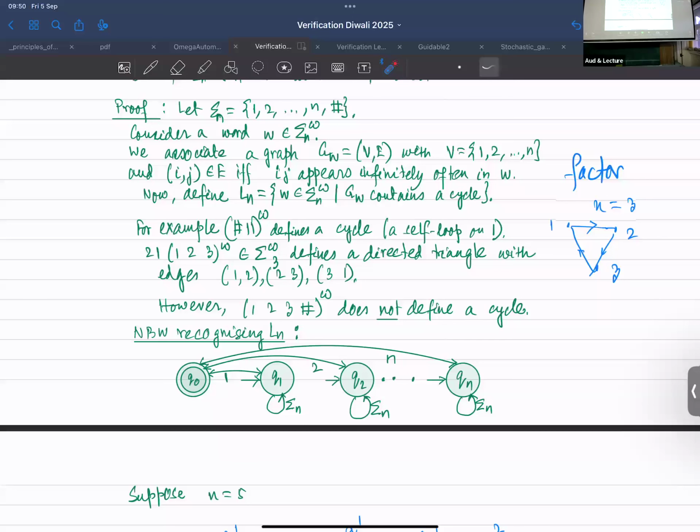Good. So what I think is, to start with, you take the sharp, and then you read a one, you go here, and then again you read a one, you come here, and again you read the sharp, one like this, correct? So you are visiting this state Q0 infinitely often. Let's look at something more, maybe the second example. What about 2, 1, 1, 2, 3 omega? How can this be accepted?